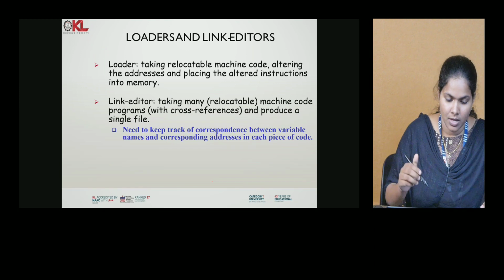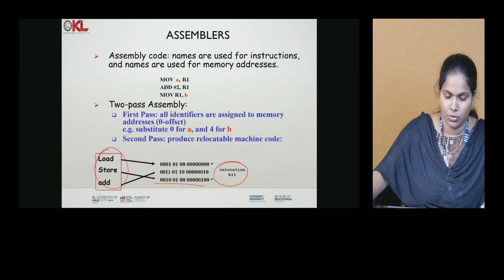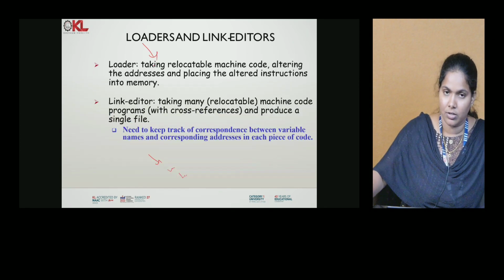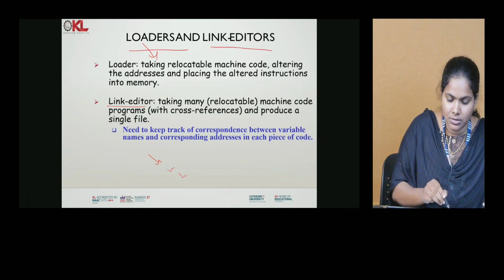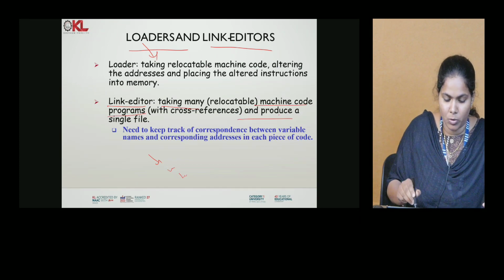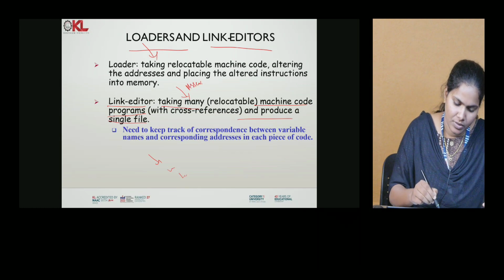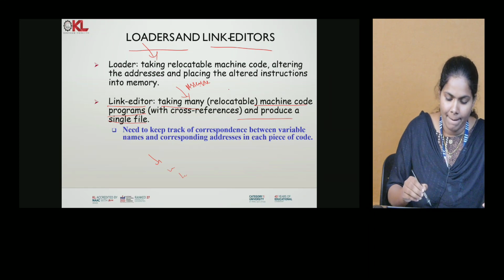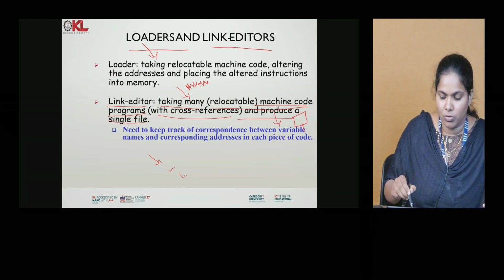Now the next stage is the compiler. The compiler will give the assembly language. I already told you that, that's why we are not discussing it here. After the machine code is generated, it goes to the linker, the link editor. You can see the link editor takes many machine code programs and produces a single file. It will take the input from the assembler and the relocatable files, all the relocatable machine code programs with the cross references, and it will generate one single executable file.